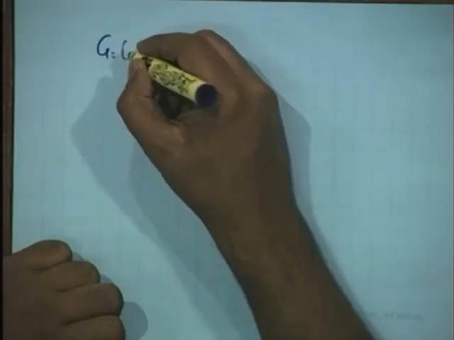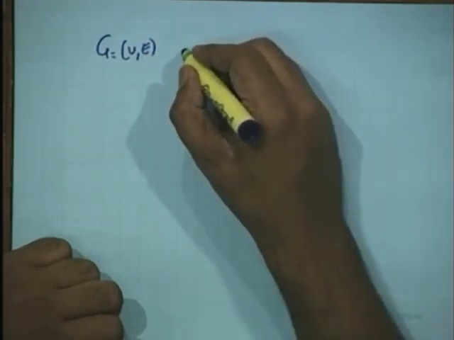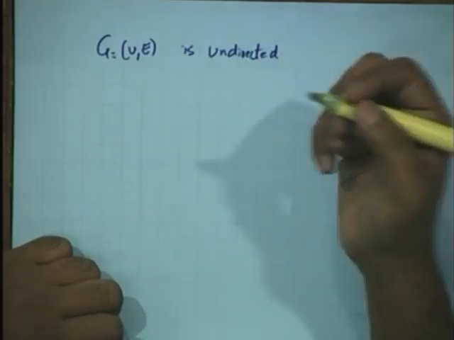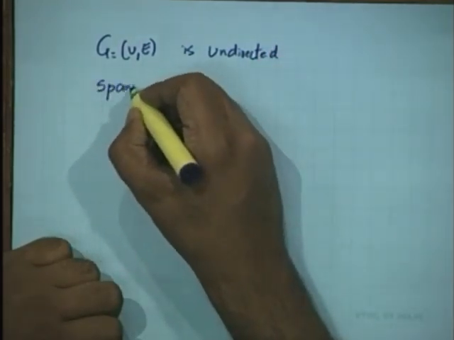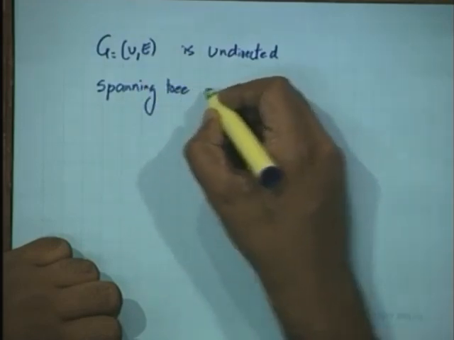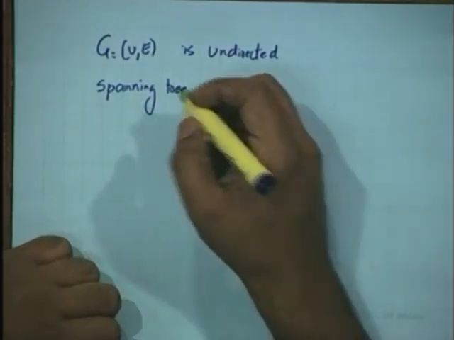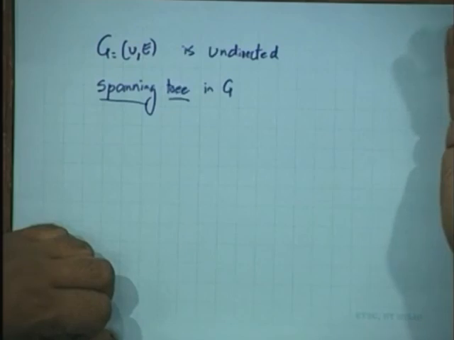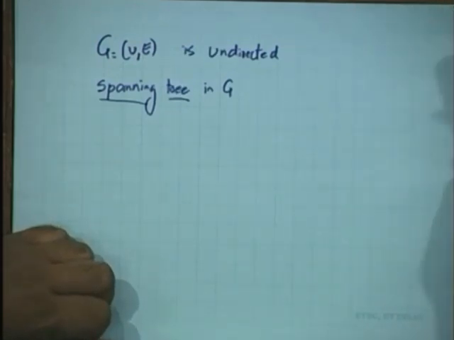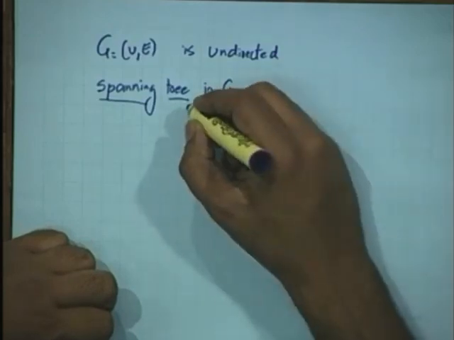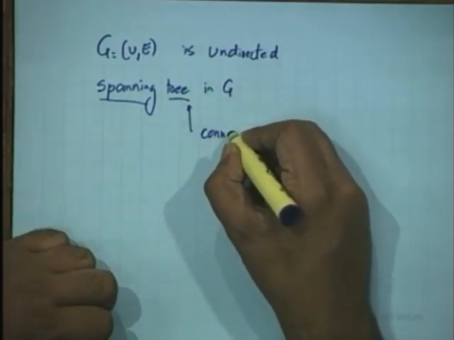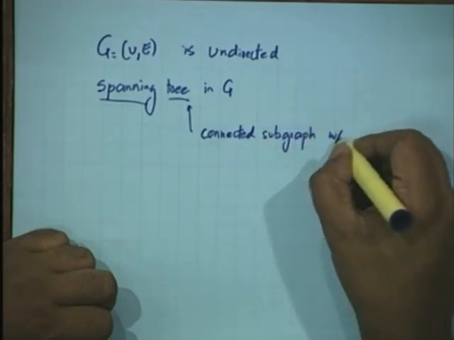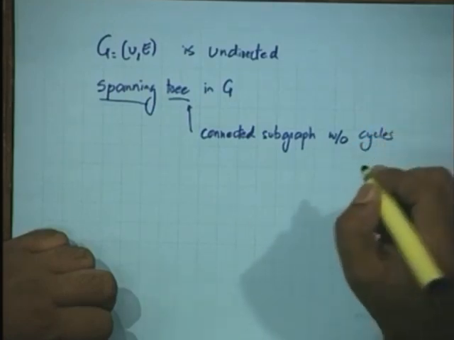So, I give you an undirected graph. What is a spanning tree in G? The term is composed of two things, tree and spanning. Tree means it should be a tree. What is a tree? A tree is a connected subgraph without any cycles.